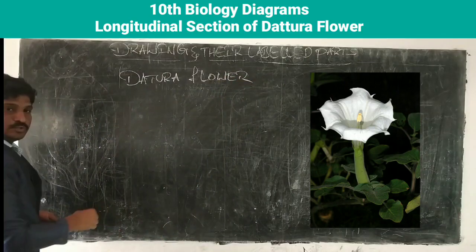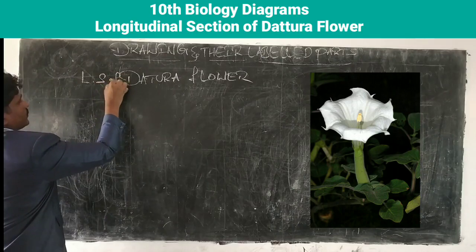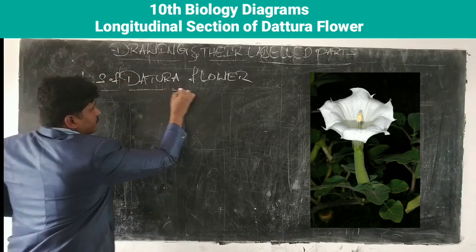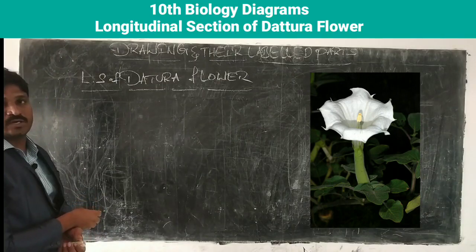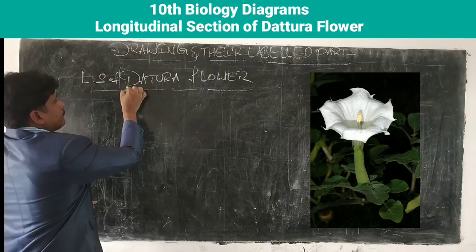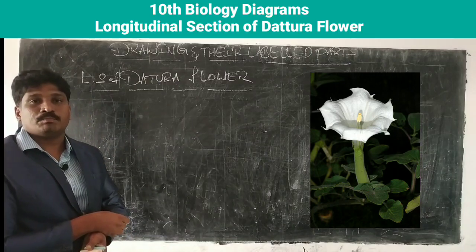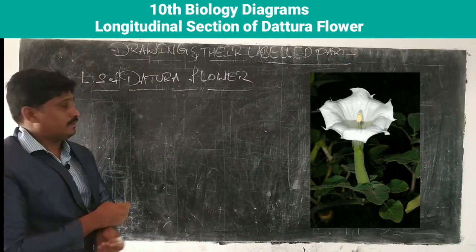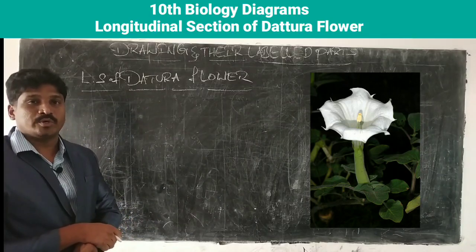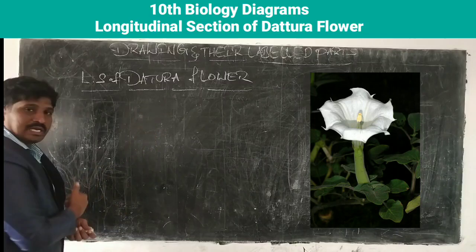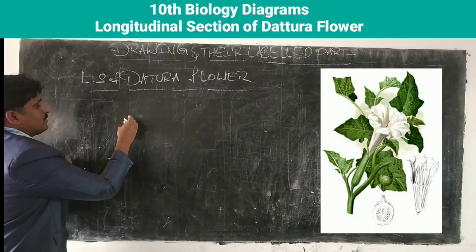Well, first of all, you may represent the LS of datura flower. LS of datura flower stands for longitudinal section of datura flower. Coming to the datura, its common name is Ummetta Puvu in Telugu. Well, what is the scientific name of datura? Datura stramonium. Well, coming to a neat labeled diagram of datura flower.